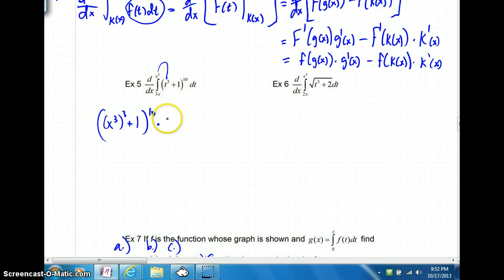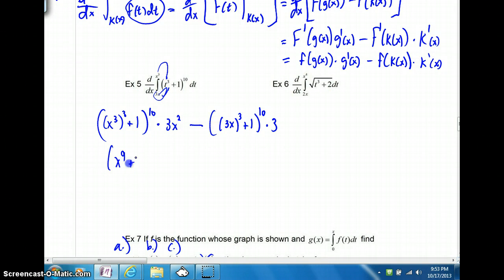The derivative of x cubed is 3x squared. Then what? Then I'll say minus, plug in your 3x, you'll have 3x cubed plus 1 raised to the 10th. But now take the derivative of your 3x and you'll get 3. Let's clean it up. x cubed cubed, you get x to the 9th plus 1 raised to the 10th.